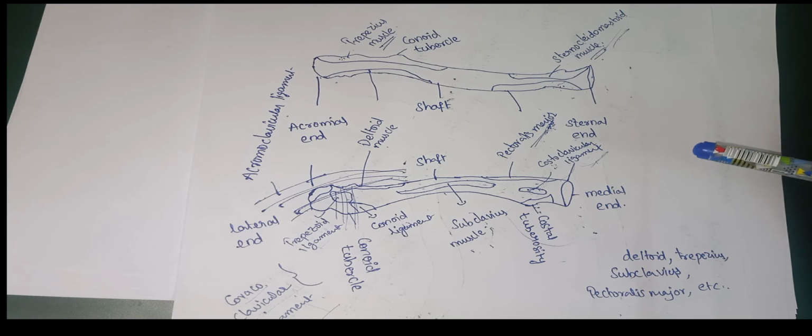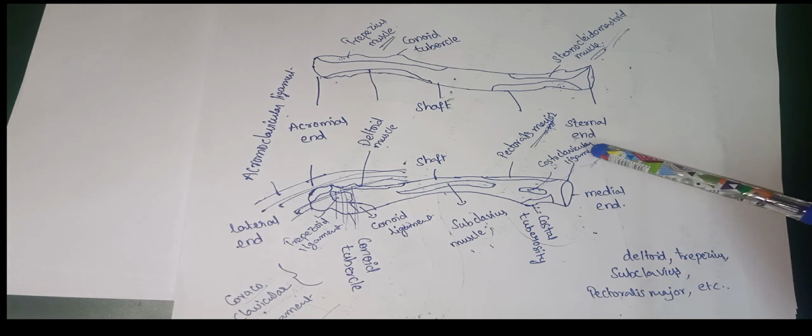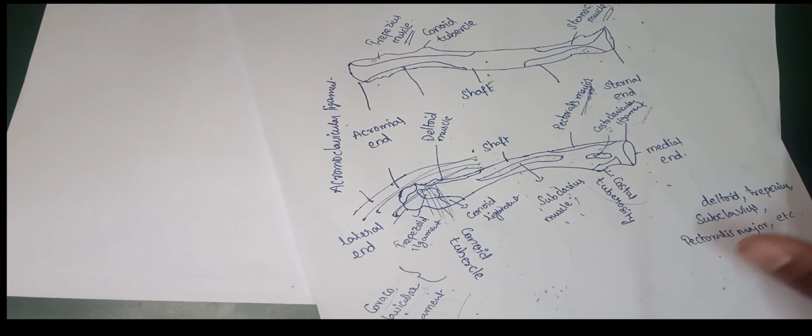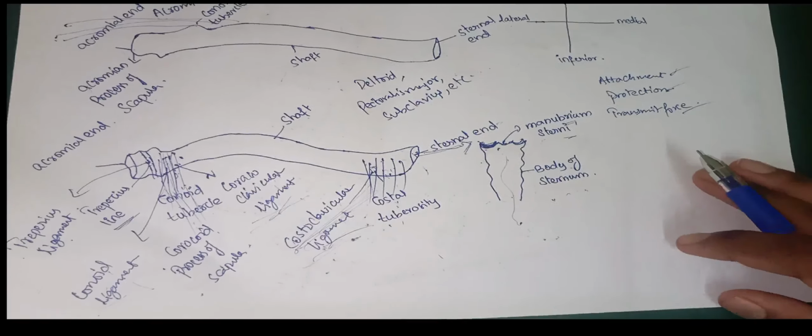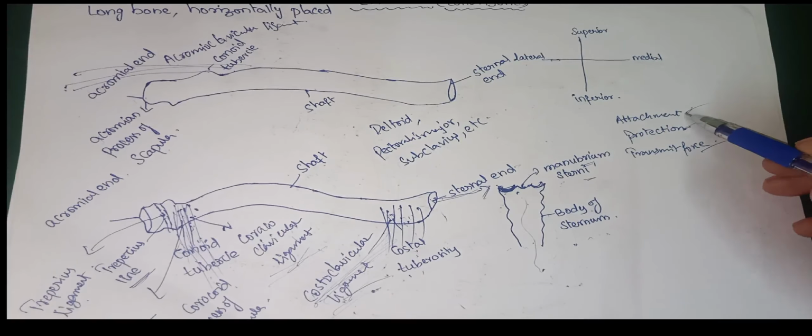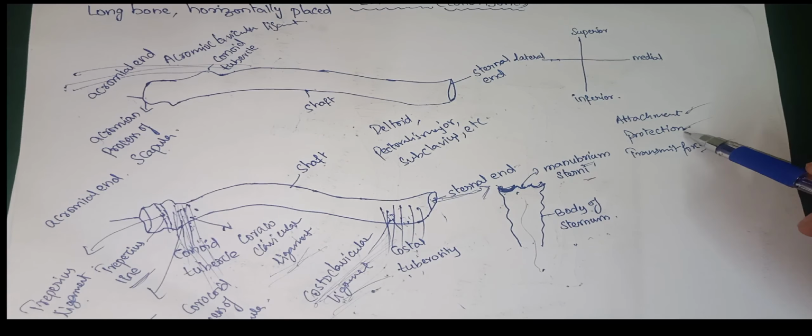The clavicle has three main functions. How many functions are there? There are three main functions of clavicle, as we have seen in the last class. The first function is attachment, next protection, next transmit force. These are the three functions of clavicle.